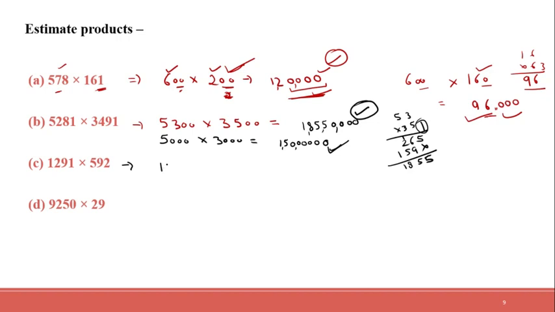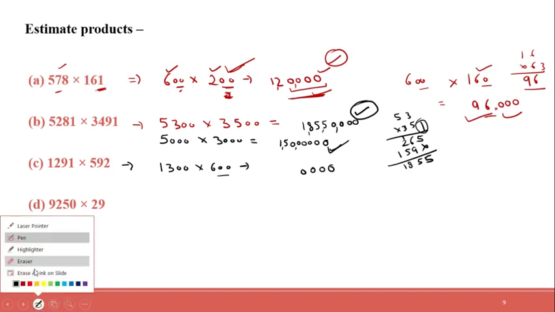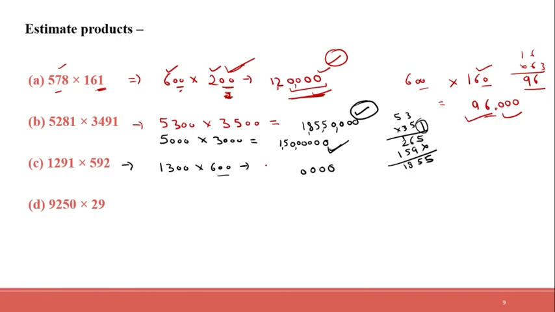So here 1300 into 600, right? We'll round it off to the nearest 100. Now multiply this. 20 here, 20 here. Now we are left with 13 into 6. 13 into 6. 6 into 3, 18. 8 here, 1 extra. 6 into 1, 6 plus this extra 1, 7. So it will become 7,80,000. Got it?